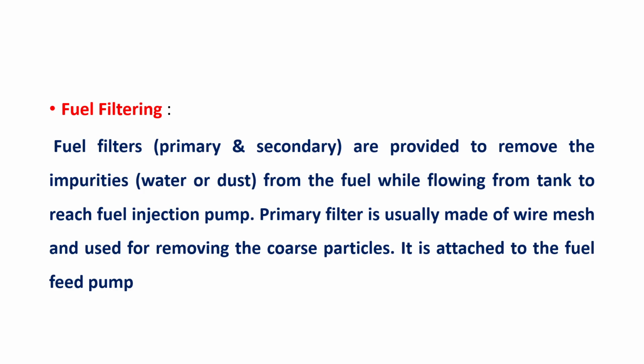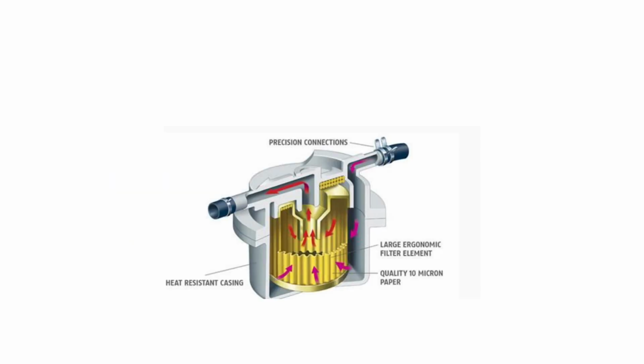The fuel passes from the tank to the glass cup. The velocity is reduced due to the cross section of the cup, which is larger than that of the pipe. It is attached to the fuel feed pump. You can see this diagram. You have a large filter element, quality micron paper, heat resistant, and precision connections.